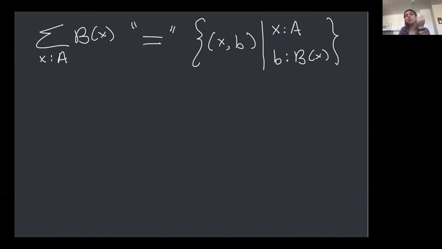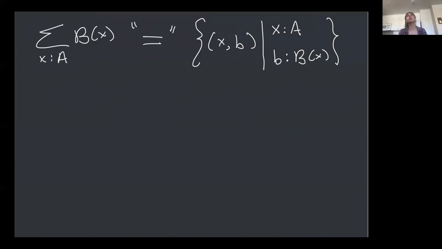So let's look at the sigma type. We want to think about this as being equal to, where I'm putting my equal in quotes because it's not a set, right? It's a type, but I'm going to write it with set builder notation just for convenience. We want to think about this as being the type of all pairs (x, b), where x is a member of A and b is a member of the fiber, right? So we pick a point downstairs and we also pick a point lying above that point.